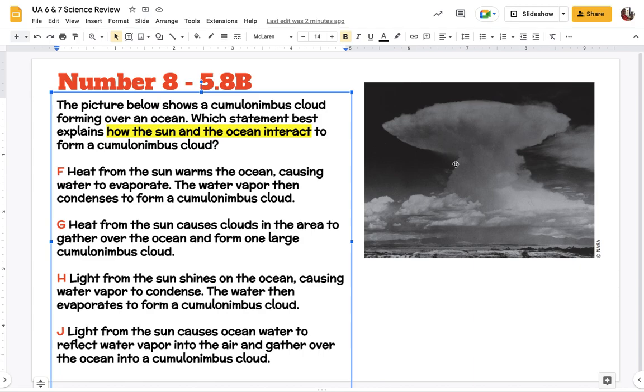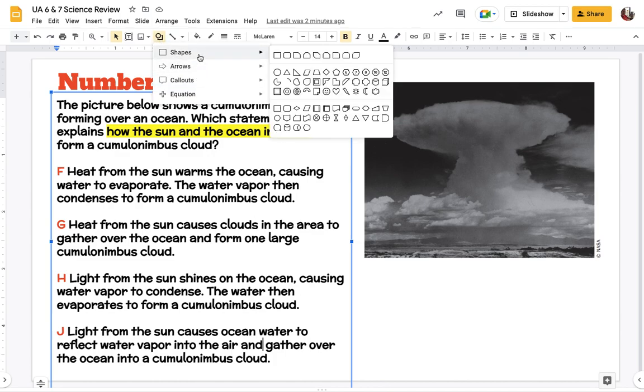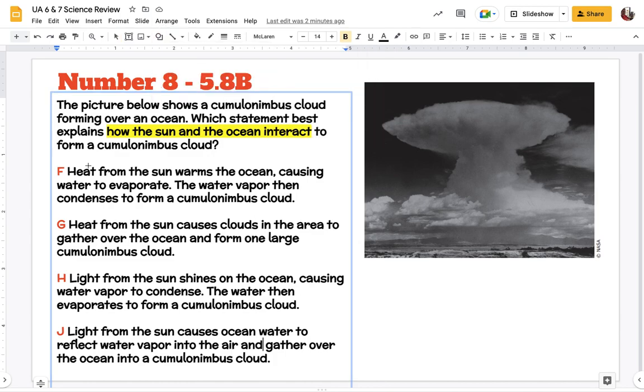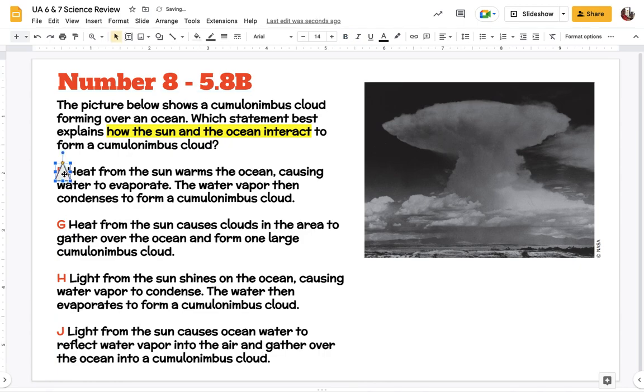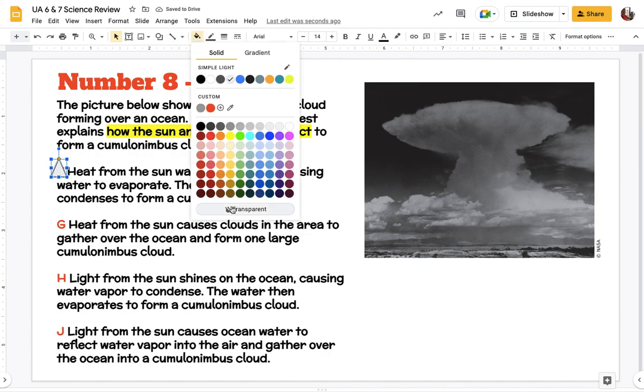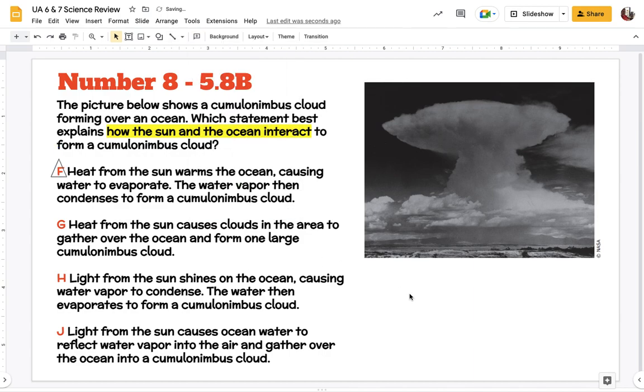So if you hadn't picked up on it, our answer is F. I'm going to use a triangle as my shape to shade it in. Okay, just make sure it's transparent, and there we go. My answer is F. So now to my reasoning, okay?